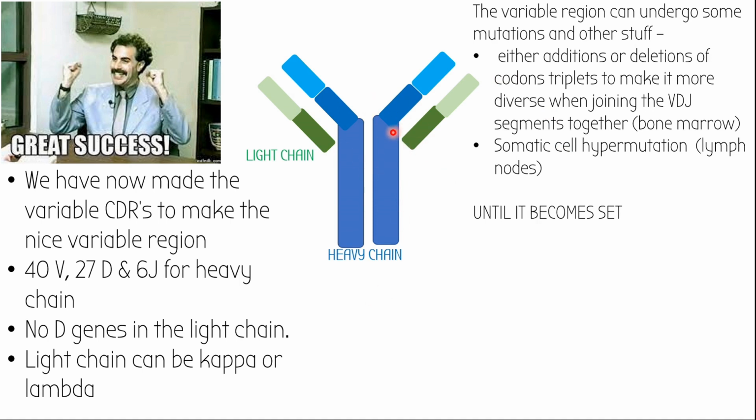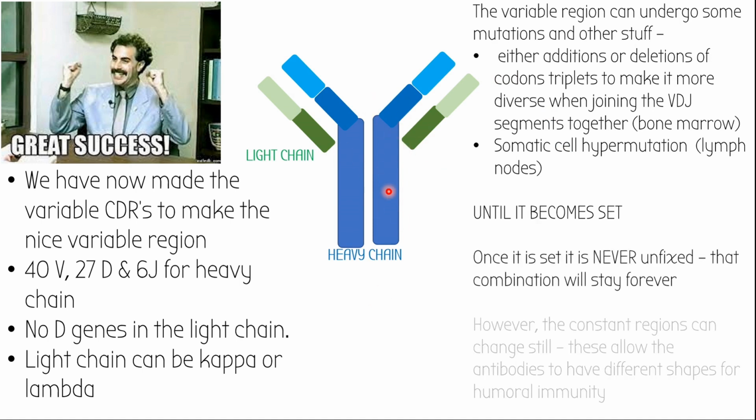However, the thing that we haven't talked about is the constant region, the FC region. The FC region is able to change slightly, and that occurs due to splicing. We'll talk about that later on in a different video. But the FC region is able to change, whereas the variable region, the FAB region, once it's made, it's set in stone. The FC region can change later on, and these allow the antibodies to have different shapes for humoral immunity.